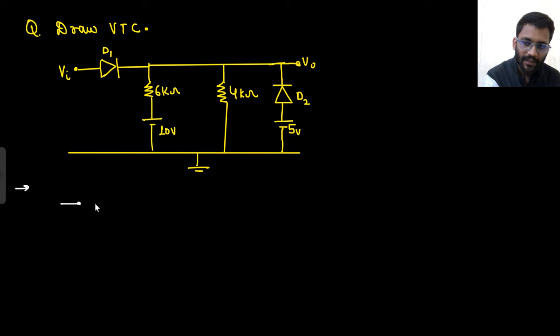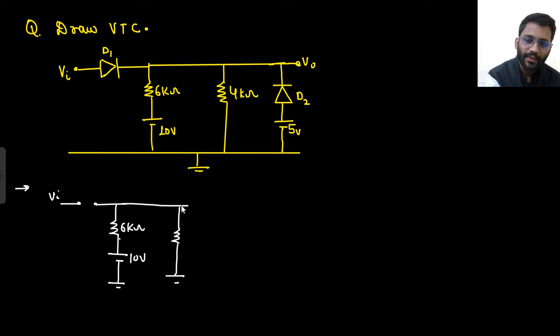I am just making the circuit so that D1 will be open circuited. This is my Vin. D1 will be open circuited. This is 6 kilo ohm. This is 10 volt here. This is 4 kilo ohm. All these are grounded here. This is also grounded. And this D2 will be open circuited. This is 5 volt. To make you understand, I have to make the diagram. Otherwise, you can think directly as well.